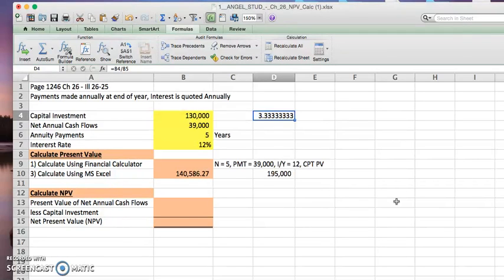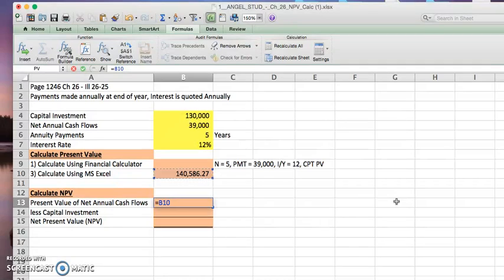But as accountants, we know that cash is good, but it loses value, and in this case, it's losing 12% a year. So this 195,000 is good, but we want to value it really at the 140,000 because we're discounting it at 12%. So the present value of the net annual cash flows in this formula here to calculate the net present value, I'm going to put in my 140,586. The decimals don't matter so much when you're talking bigger numbers. Less what we invested, which was 130,000, will give me what we call a net present value. So 140 minus the capital investment.